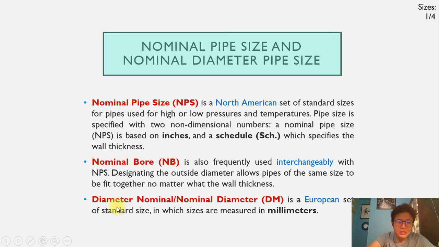And the next one is the DN, nominal diameter, depending on how you say it. It's a European set of standard sizes, and they are measured in the metric unit, in millimeters.